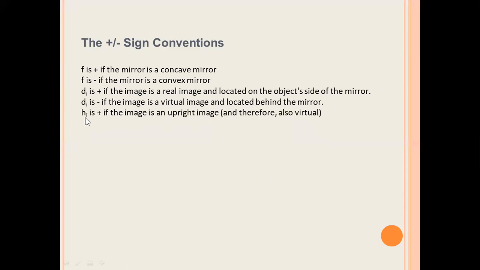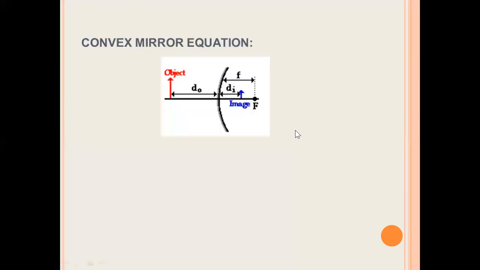If the height of the image is positive, it is an upright image and also virtual. On the other hand, if hi, the height of the image, is negative, the image formed is an inverted one and it is also real. Our next video tackles convex mirrors.